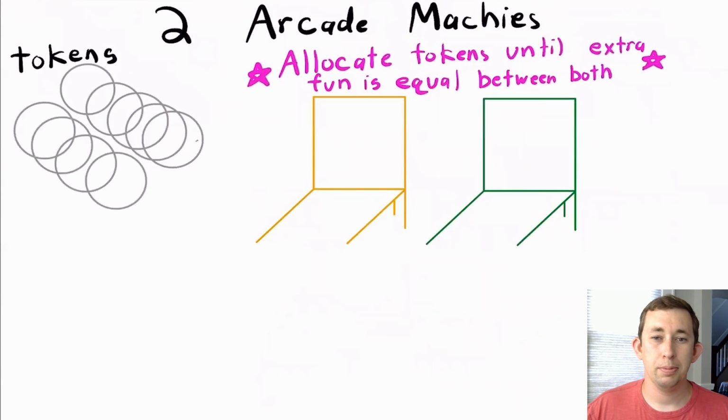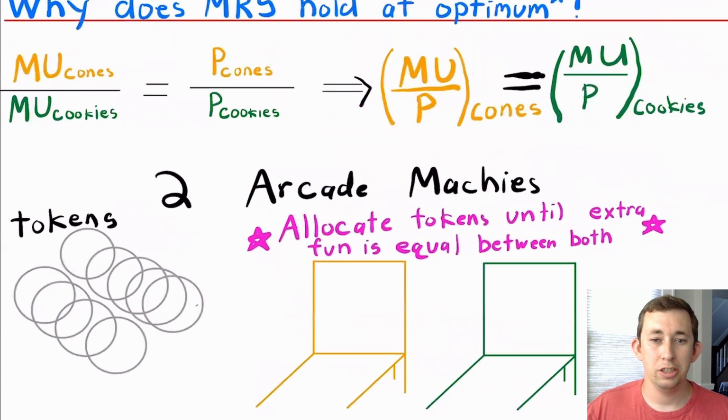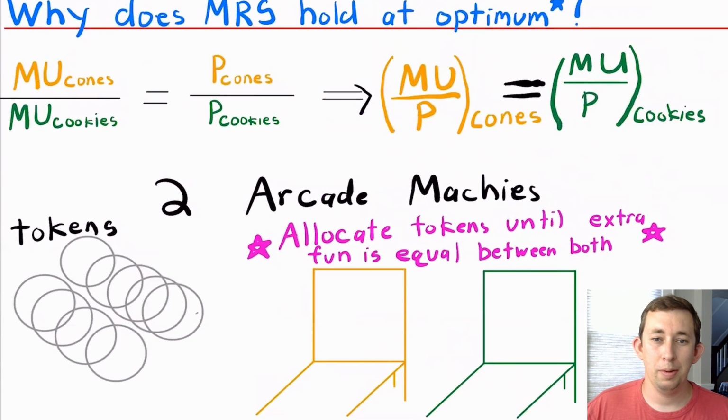So hopefully this makes marginal utility and the marginal rate of substitution make a little more sense, and it also helps you better understand why the marginal rate of substitution is equal to the ratio of the prices at the optimum for most utility maximization problems.